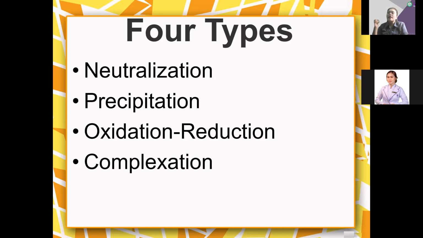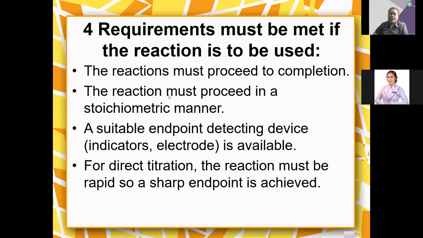Ito yung mga possible chemical reaction involved in the titration process. But before that, we have 4 requirements that have to be met if the reaction is to be used. Number 1, para masabi talaga natin titration is applicable in the standardization of the sample, kailangan the reaction must proceed to completion. Meaning, you can start doing the titration, there will be chemical reaction, and then matatapos mo talaga siya na you will have an endpoint. And that the reaction must proceed in a stoichiometric manner.